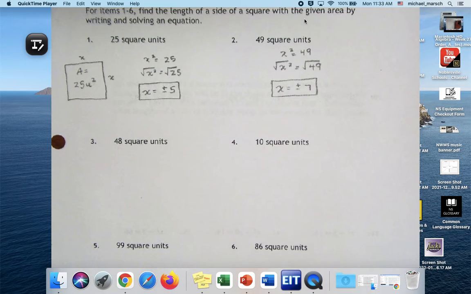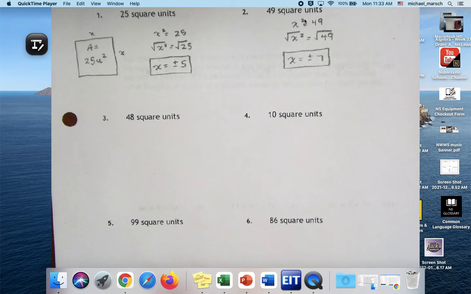Wait, can you explain that simpler? So basically you'll only do plus and negative if it's just a singular number, if it's not related back to a story. Okay. Yep. Okay. So let's do this next one.